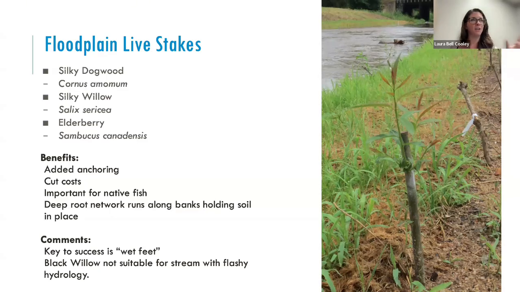There's a whole publication on this on the Alabama Extension website if you want to learn more. But these are just a couple of plants that you could use: silky dogwood, silky willow, elderberry, and this can just be a cheap and easy way to manage some of that erosion potentially.